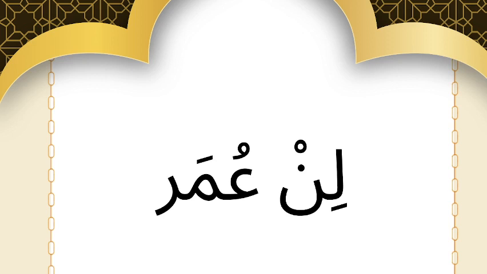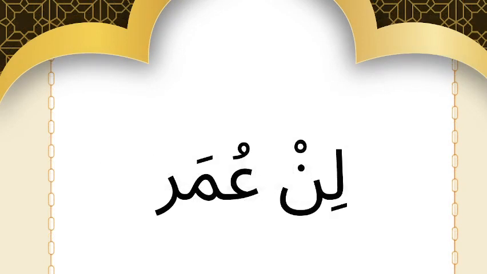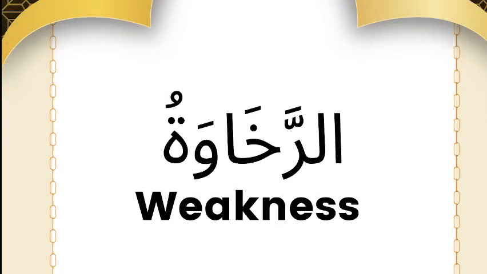And we've explained the alphabets of ashidda, which are أجد قط بكت. These are the eight alphabets of ashidda, and we have five alphabets of at-tawassut. All other alphabets, apart from these five and the other eight, belong to ar-rakhawa. And I think it's very good.